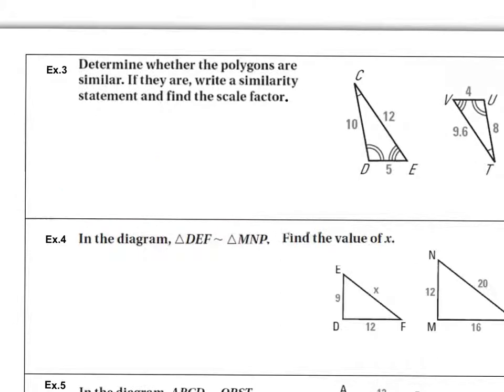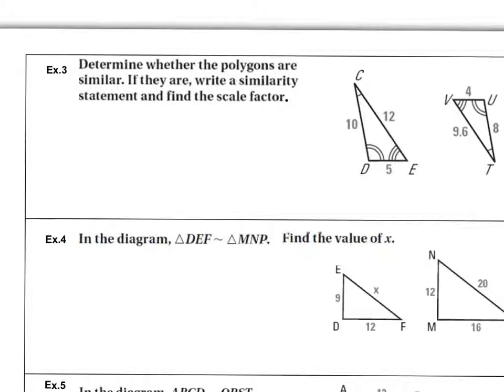Here we have example number 3. It says, determine whether the polygons are similar. So again, we have to check to see if they are similar or not. If they are, write a similarity statement and find the scale factor. Okay, so do we know all of the angles match up? Let's see here. C and T, D and U, E and V. All right, that's a good sign. Let's check to make sure the sides match up.